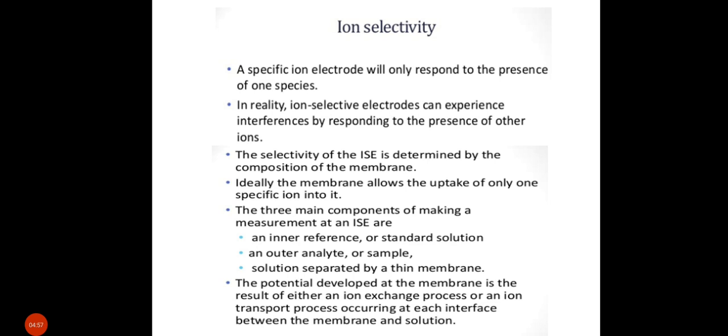There are three main components of making a measurement at an ion selective electrode: first, an inner reference or standard solution; second, an outer analyte or sample solution; and third, a thin membrane separating them. The potential developed at the membrane is the result of either an ion exchange process or an ion transport process occurring at each interface between the membrane and solution.